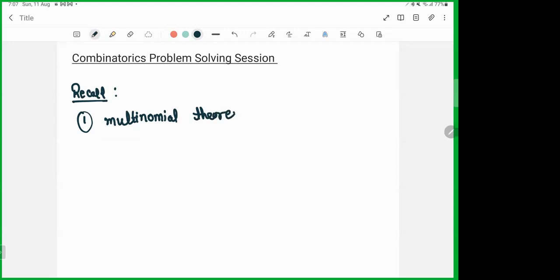I hope you already know this. I'm not going to write it; if you don't know, you can ask me. If S is a set consisting of n1 objects of type 1, n2 objects of type 2, and nk objects of type k, such that the summation of ni is the cardinality of S, which is n, then the number of linear arrangements of all its elements is n factorial by n1 factorial, n2 factorial, and so on. There is one interesting problem related to this in today's session.